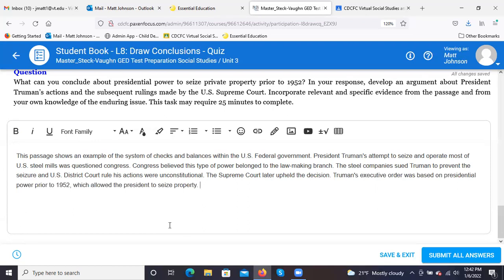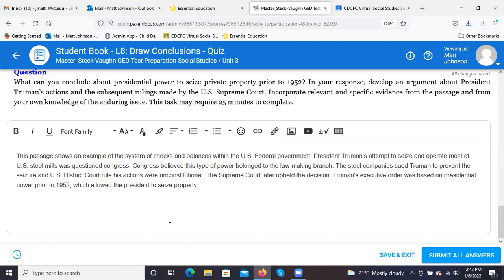So first off, we basically have an argument. This passage shows an example of the system of checks and balances within the U.S. federal government. Then we get into what happened. So President Truman's attempt to seize and operate most of U.S. steel mills was questioned by Congress, right? He tried to do that. The legislative branch says, wait a minute, we believe that's a lawmaking action. So Congress believed this type of power belonged to the lawmaking branch.